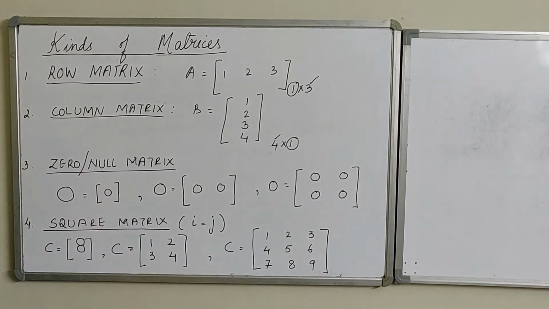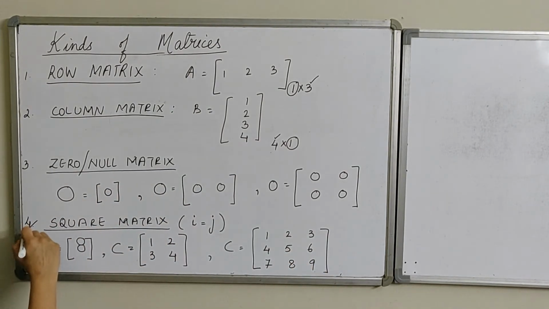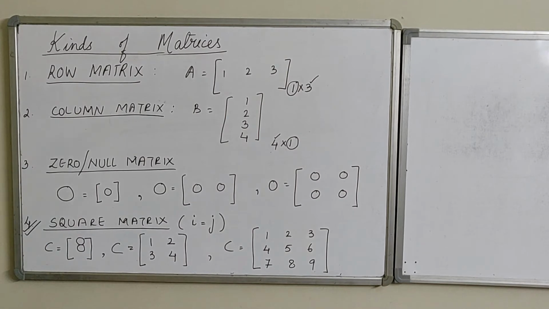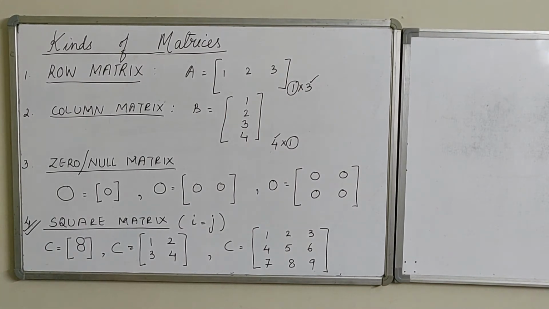So these are square matrices. These square matrices are very important matrices. We are going to study now different kinds of square matrices.